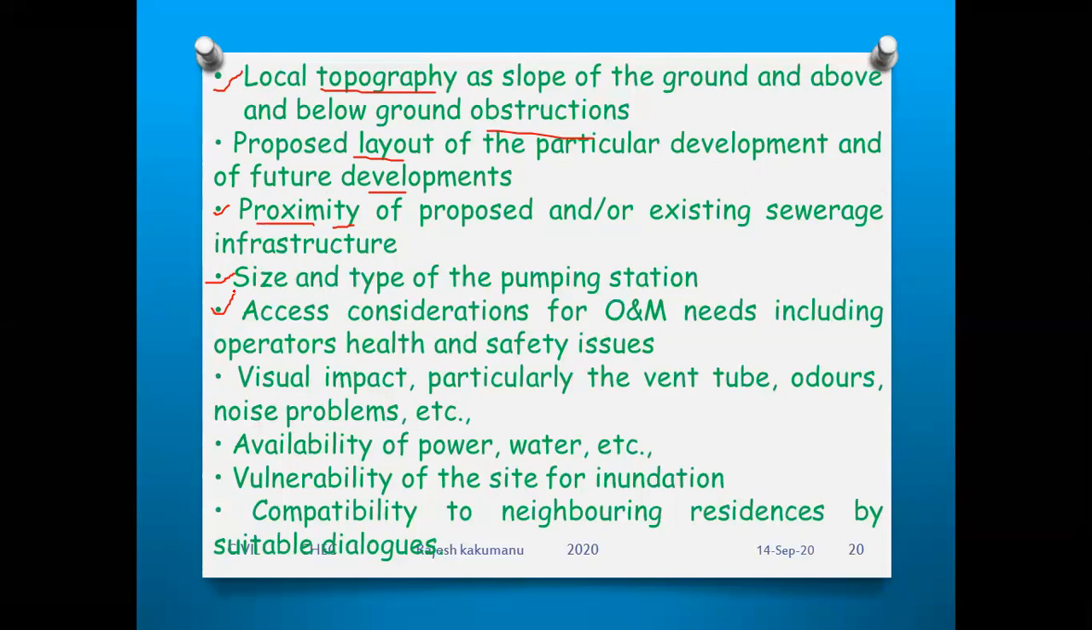Next, visual impact, particularly the vent tube, odors, noise problems, etc. So whatever the vent, other accessories, vent tube, other things, noise problem, everything should be visually clear. Everything should be picturized. Everything should be clearly seen, whatever the things which you are designing inside the pumping station.